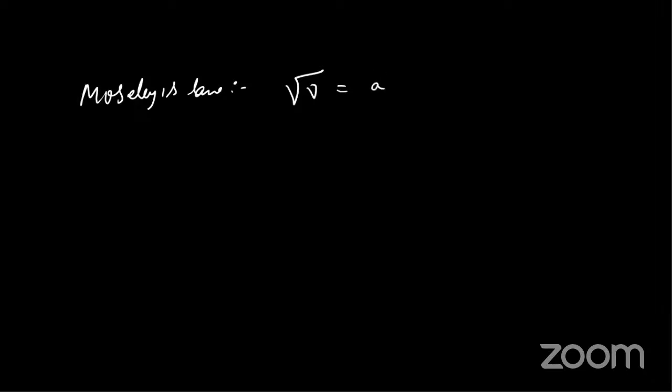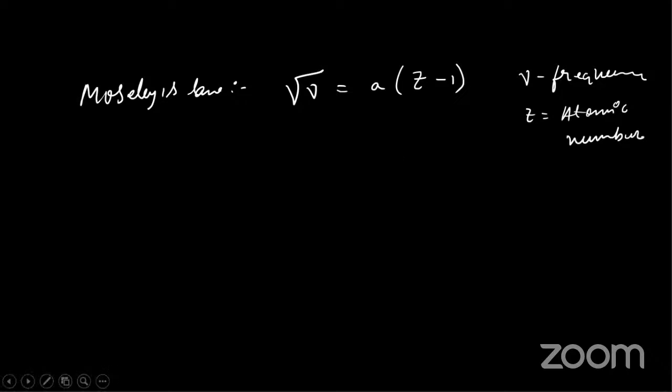So according to Moseley, he did a small experiment and he gave us one law, which is root of frequency is equal to a times Z minus 1. Okay, don't worry about the constant. Here nu is the frequency of the photon, Z is the atomic number, and a is a constant number. So this is the formula he gave us.